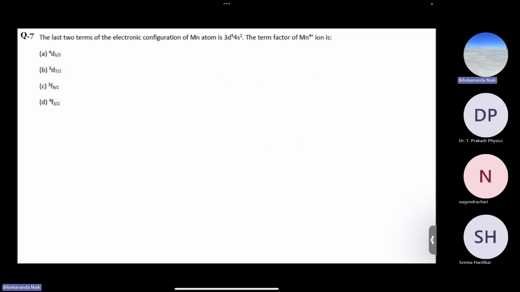Then question 7. The last two terms of the electronic configuration of Mn atom are 3d5 4s2. The term factor for Mn4+ ion is what? Yes, the options are option A 4D 1/2, option B 3D 7/2, option C 3F 9/2, option D 4F 3/2.